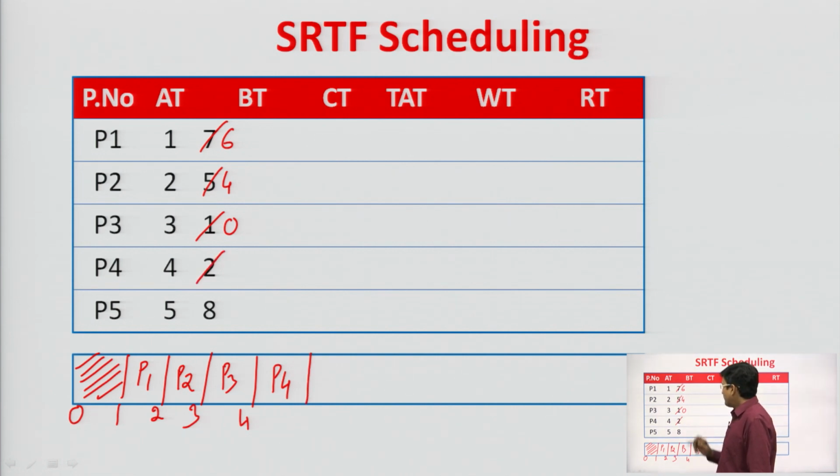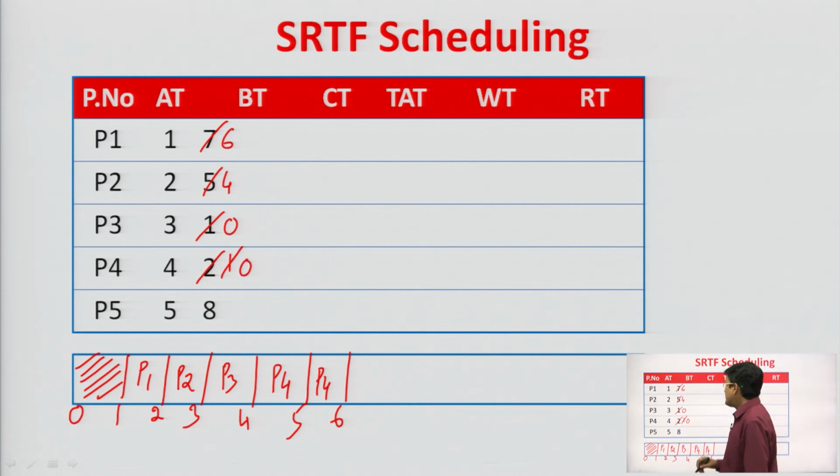नाउ P4 1 यूनिट ऑफ टाइम तक रन करेगा और 5 टाइम पे P5 प्रोसेस भी अराइव हो गया। वी हैव टू मेक द कंपैरिजन एट 5 टाइम. So we have processes with the burst time 8, 1, 4 and 6. Out of this, the smallest one is 1, so P4 continues its execution and it will run up to completion.